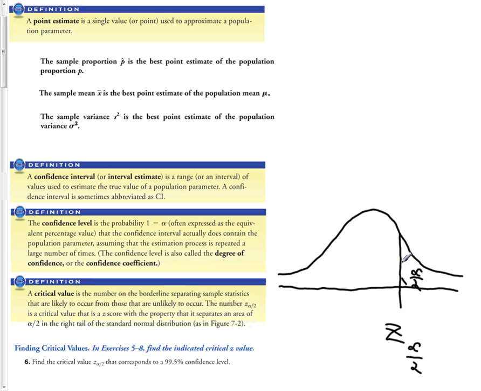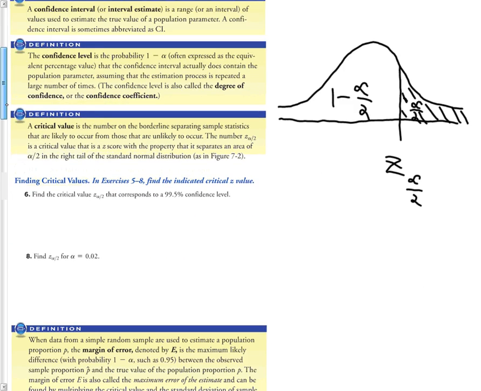So this area over here is alpha over 2. And the z-score that separates that area from this area over here, which is 1 minus alpha over 2, the complement, the z-score that separates the alpha over 2 tail up here from the 1 minus alpha over 2 area over here is called the critical value, all right? Now, let's use that information to do a problem where we find the critical value.